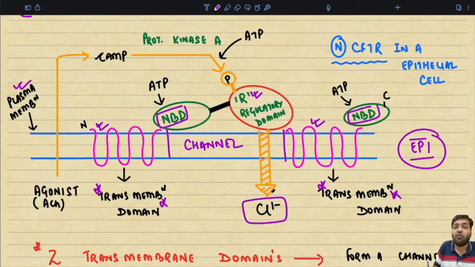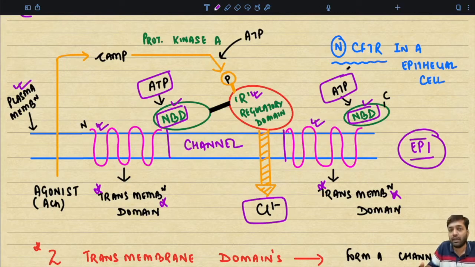Now, there are two NBD domains, as we can appreciate. The role of the NBD domain is to provide the site for ATP attachment and hydrolysis. This is very important for activation of the CFTR channel. Without ATP binding and hydrolysis, this channel cannot be activated. So for activation of the CFTR channel, ATP binding and ATP hydrolysis is very important.